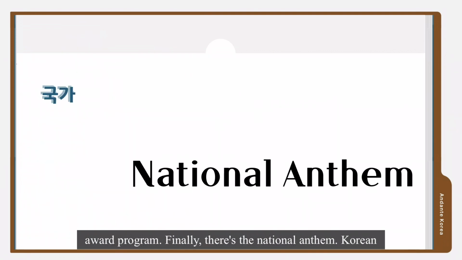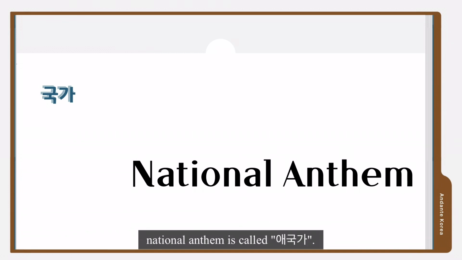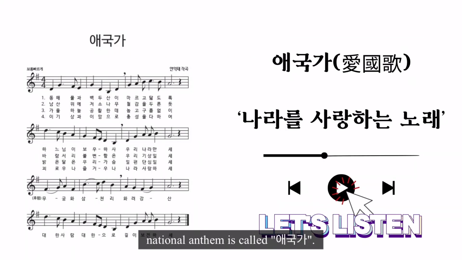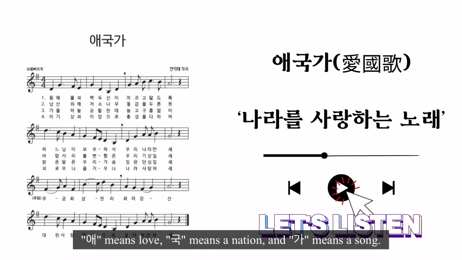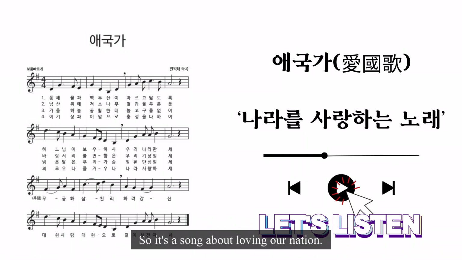Finally, there's the national anthem. The Korean national anthem is called 애국가. 애 means love, 국 means a nation, and 가 means a song. So it's a song about loving our nation. It has 4 verses, but let's have a taste of verse 1.